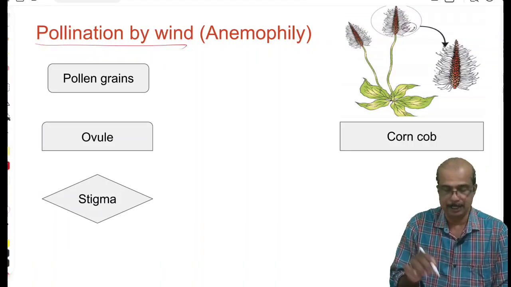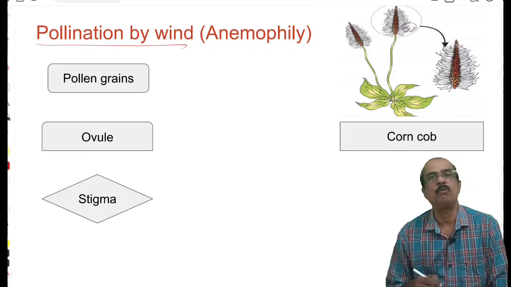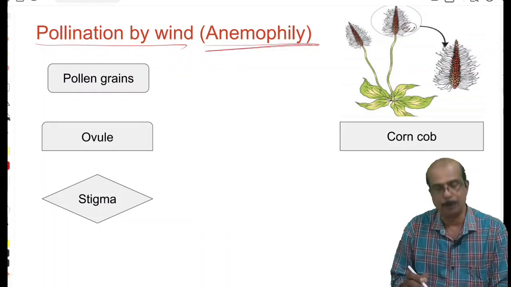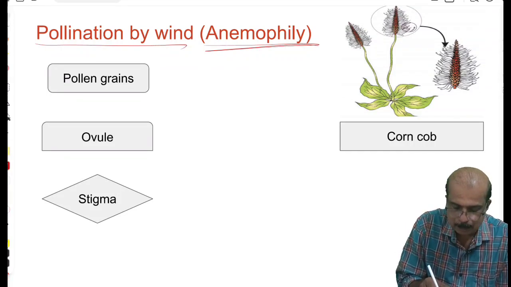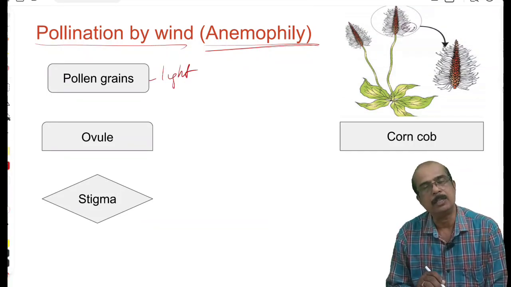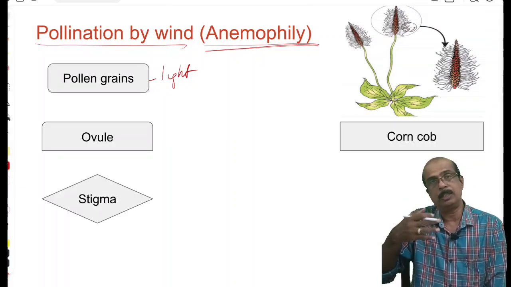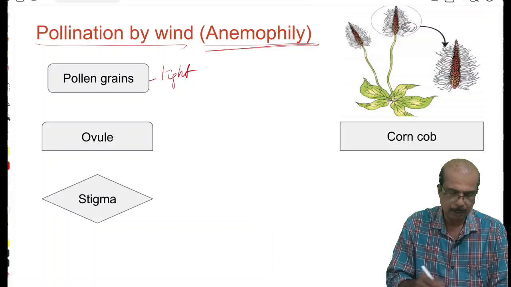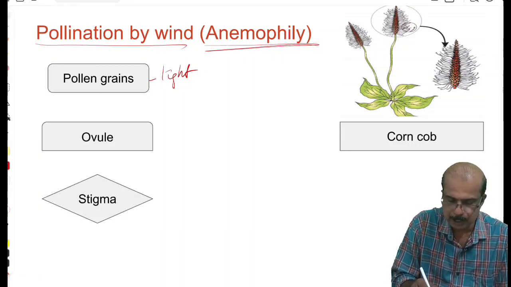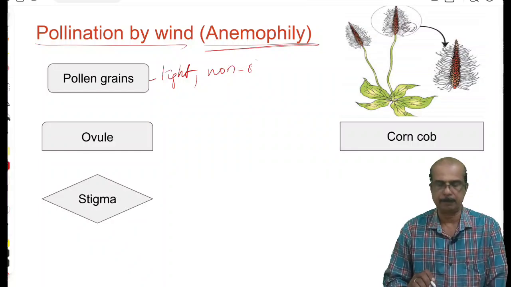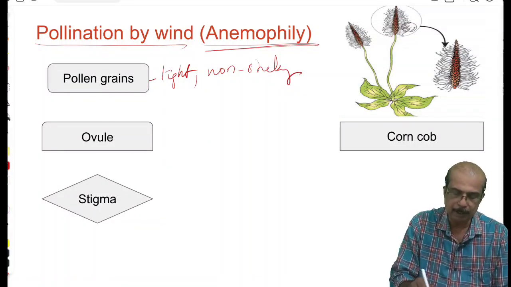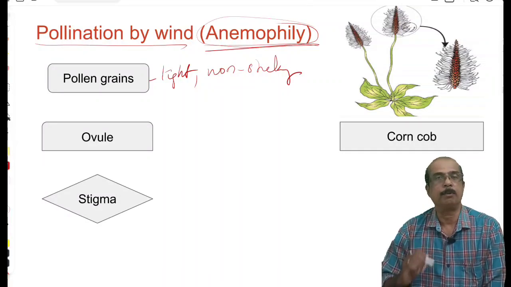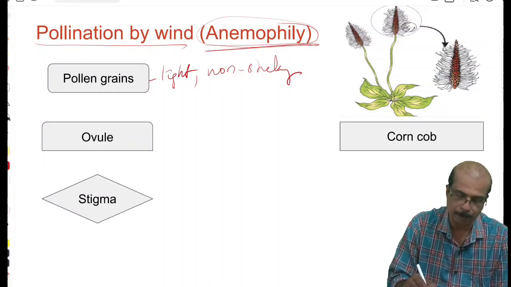If the pollinating agent is wind, we call it anemophily. In the case of anemophily, we already said more pollen grains are produced. The pollen grains are light-weighted because they have to be transported along the air current. Light-weighted and non-sticky in nature. Anemophily is more common among abiotic pollinating agents.